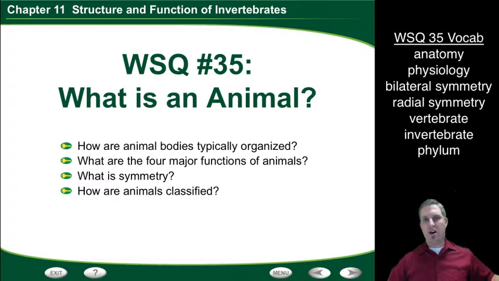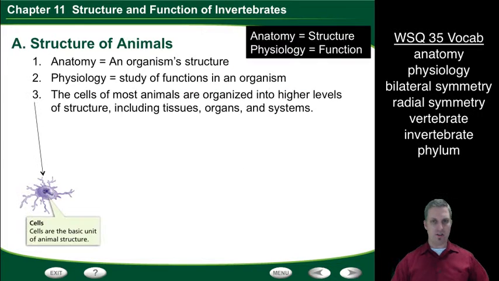But today we're going to start our section or chapter discussing invertebrates. Those are organisms without a backbone. And we start today with just a general overview in this WSQ, pretty short. What is an animal? We're talking about how animal body types are typically organized, what the four major functions of animals are, what the word symmetry refers to and what it means, and how animals actually get classified. And this will be our introduction into what we'll continue to study as we study invertebrates, and ultimately human beings. So let's jump in today.